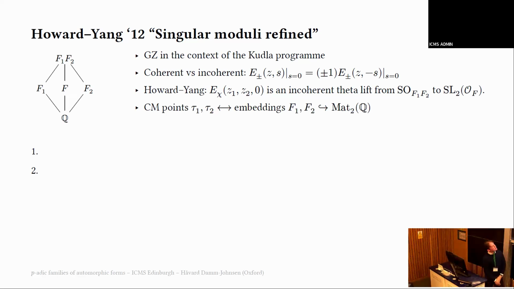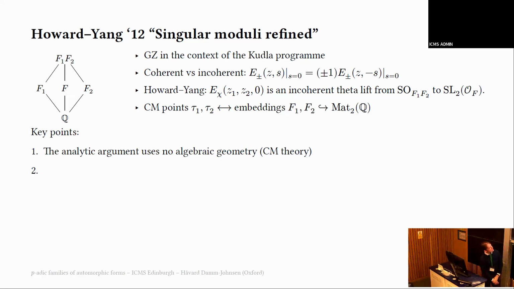And in particular, instead of these CM points in the classical description, we're going to think of F1 and F2 as defining embeddings into the quaternion algebra of 2x2 matrices over Q. And this is a more powerful framework that we can generalize in terms of real quadratic fields. First of all, there is no CM theory, which means that there is no algebraic geometry, which we don't have in the real quadratic setting.